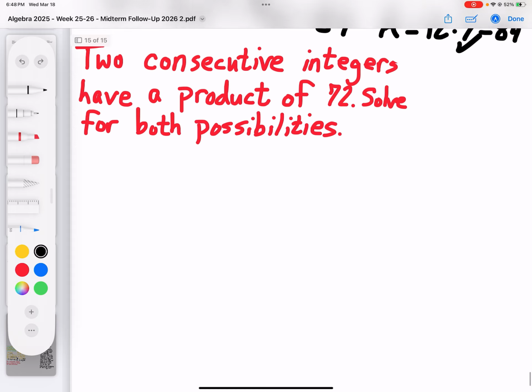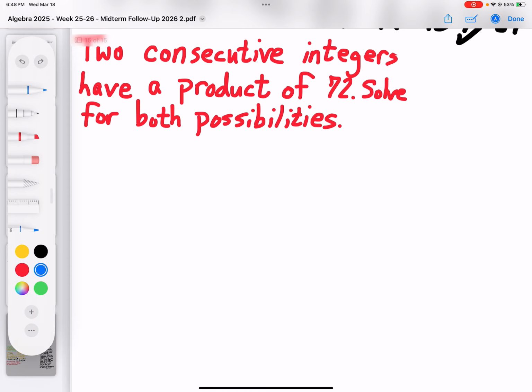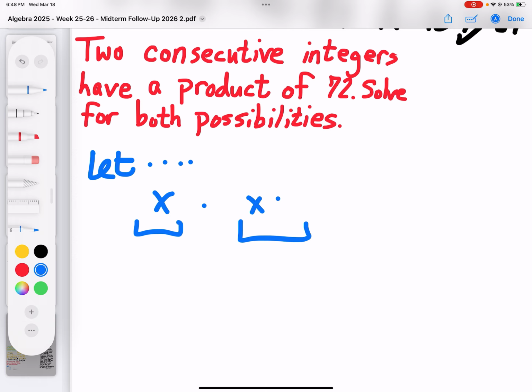Similarly, 2 consecutive integers have a product of 72. So I would let my smaller of 2 integers be x. Therefore, the greater of the 2 integers would be x plus 1 because they're consecutive integers. If it's a product, we're talking about multiplication. So we need this little integer to be multiplied by this bigger integer. Well, I want to multiply this entire little integer by this entire big integer. So it should be x times x plus 1 equals 72.